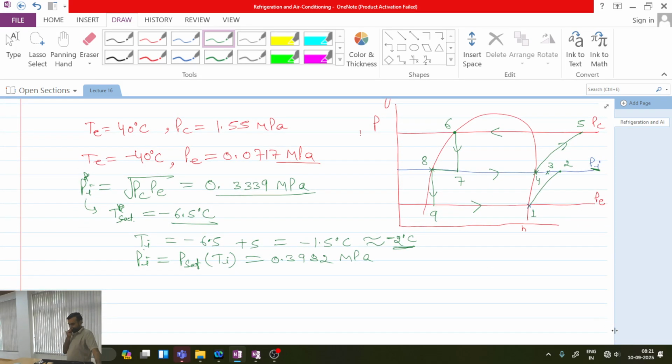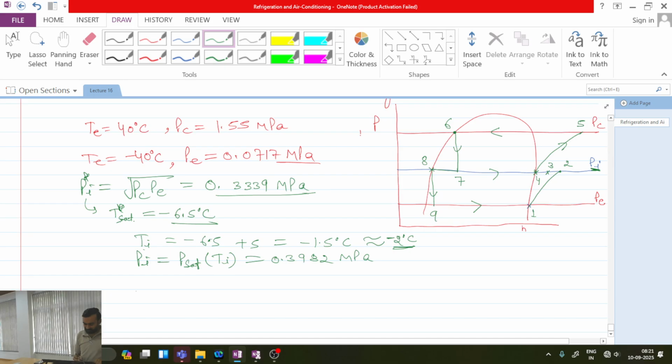0.3982 megapascals. So it means I know now the value of intermediate pressure. All of you are clear with this point? Now let us start the question. How we will be starting? We need to calculate the property value at different conditions. So let us start with point 1.